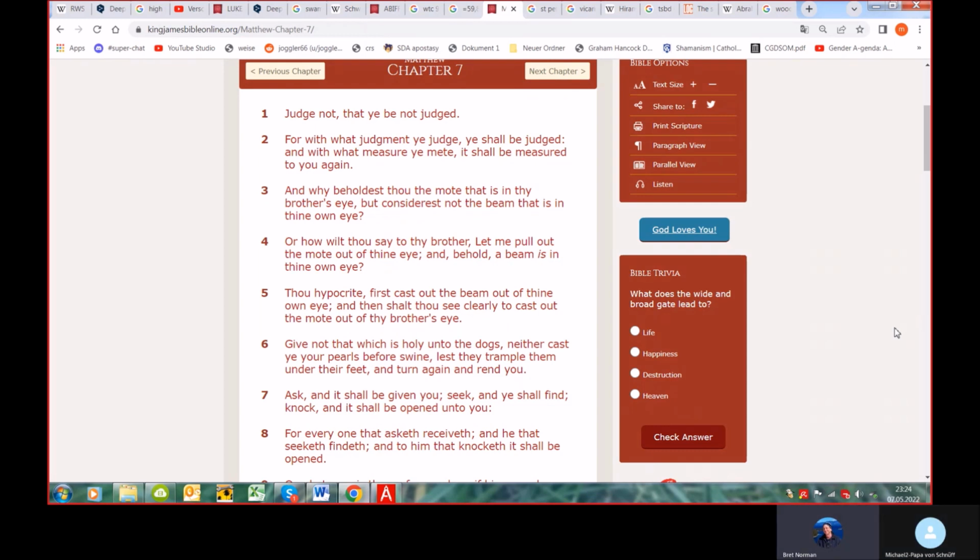Impossible to say. Because it says here in verse 2, "For with what judgment ye judge, ye shall be judged, and with what measure ye mete, it shall be measured to you again. And why beholdest thou the mote that is in thy brother's eye, but considerest not the beam that is in thine own eye?"